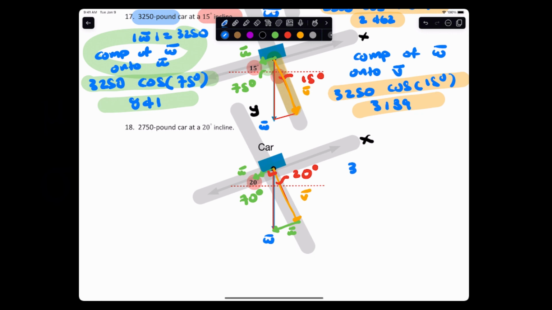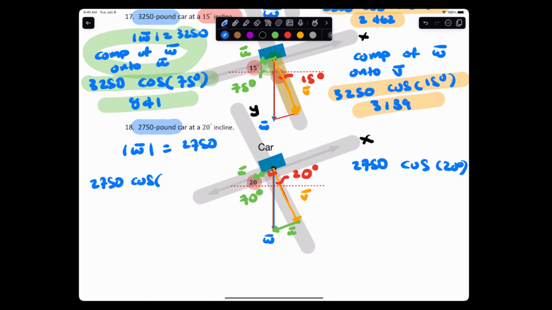So you're going to take the weight now again here, okay? 2,750, excuse me, cosine of 20 degrees. 2,750 cosine of 70 degrees.